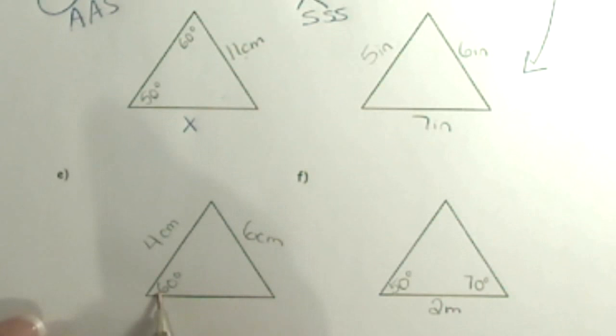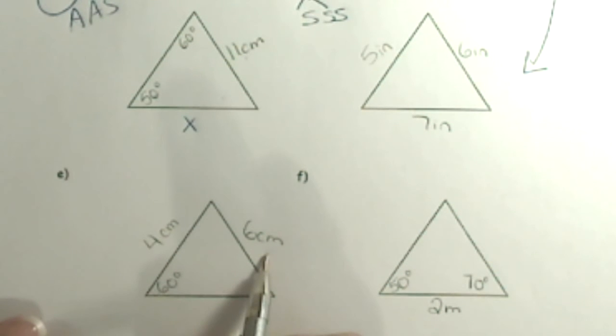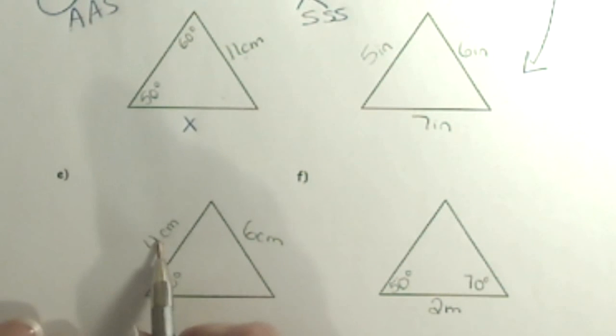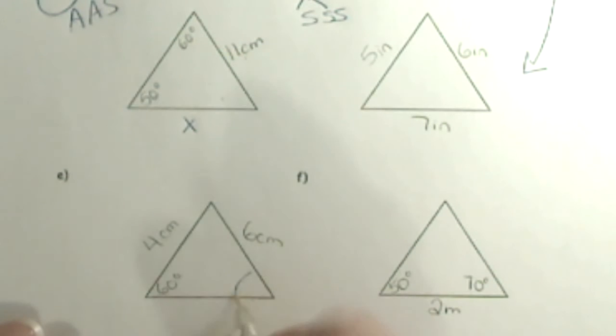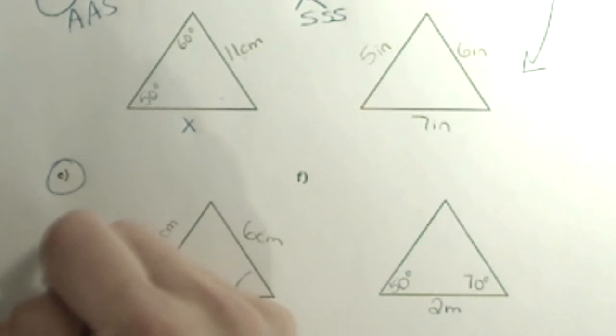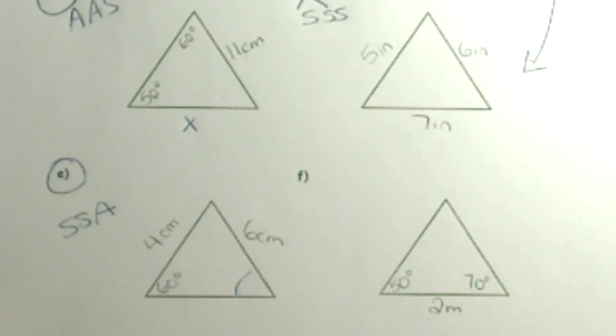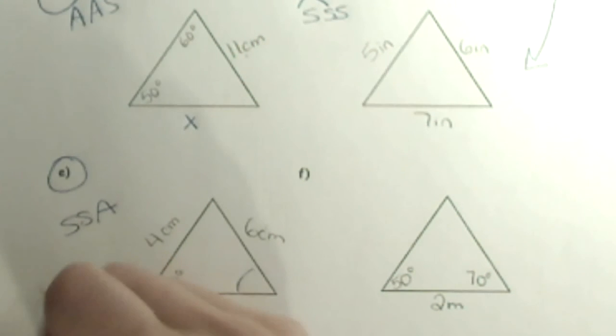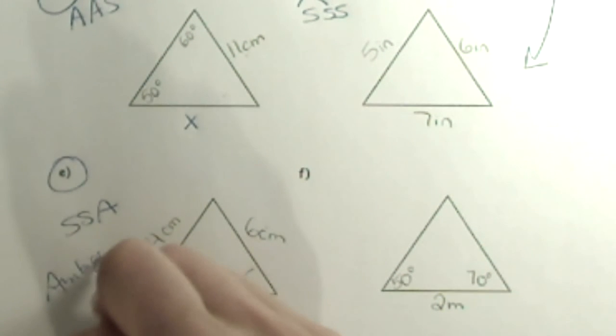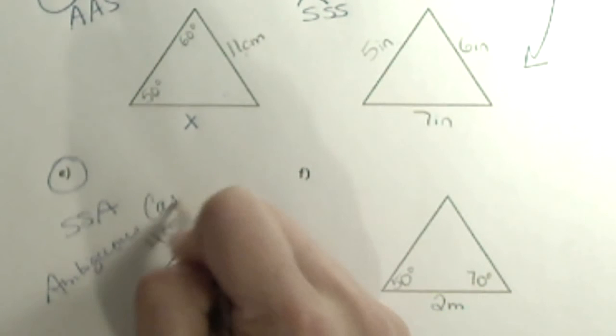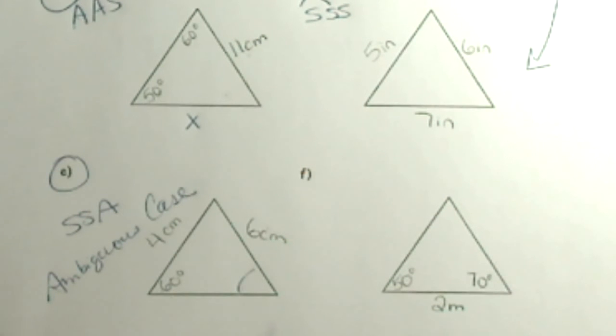E, angle, opposite side, no angle, opposite side. I could solve for this angle right here using the law of sines. This is an angle, side, side situation, or side, side, angle, which we earlier learned was not a congruence criteria because there is more than one possible triangle. This is going to lead to a discussion of the ambiguous case, which we're going to come back to in just another day or so.